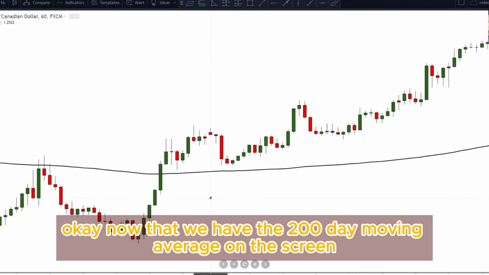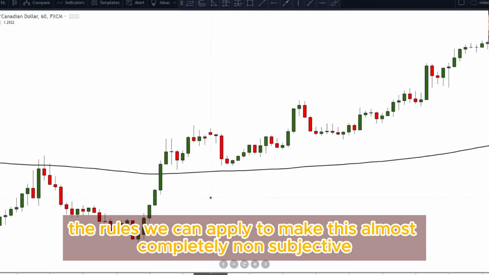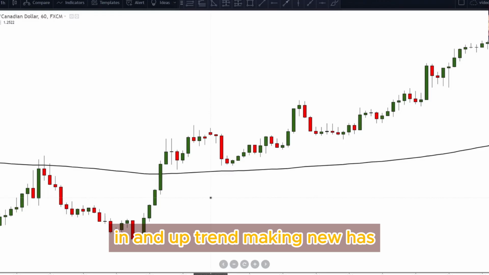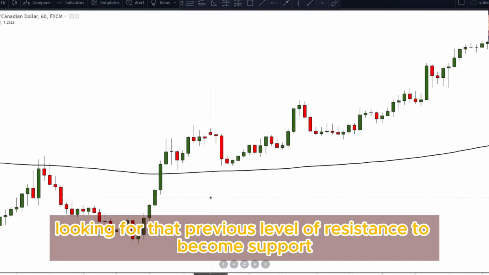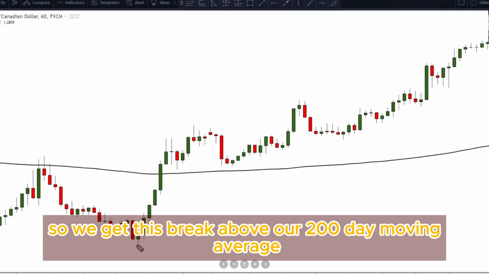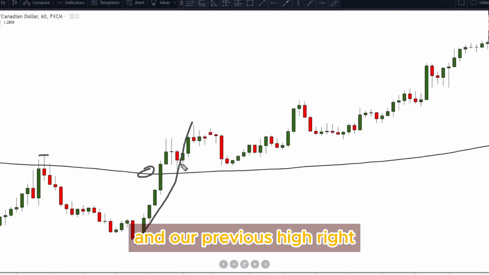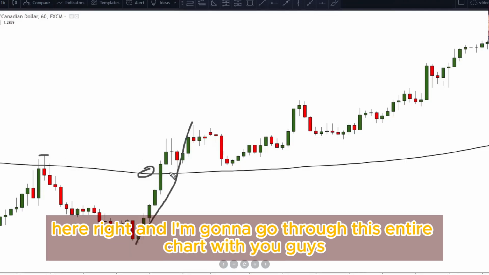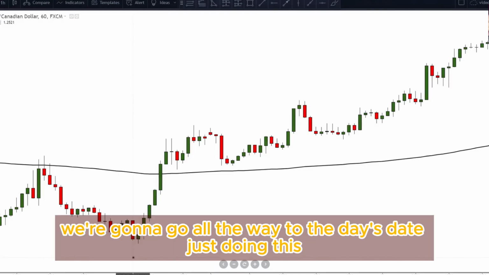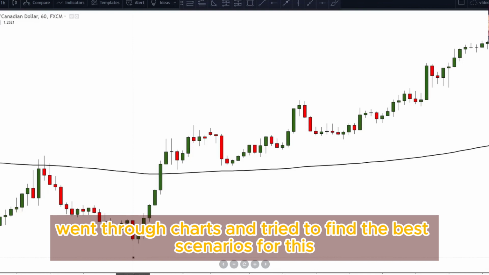Okay, now that we have the 200-day moving average on the screen, the rules we can apply to make this almost completely non-subjective is the fact that we want to see a market above the 200-day moving average in an uptrend making new highs before looking for that previous level of resistance to become support. Okay? So let's do that here on the dollar Canada. So we get this break above our 200-day moving average and our previous high right here, right? And I'm going to go through this entire chart with you guys. February 16th of 2018, we're going to go all the way to today's date, just doing this. And again, guys, I haven't went through charts and tried to find the best scenarios for this.